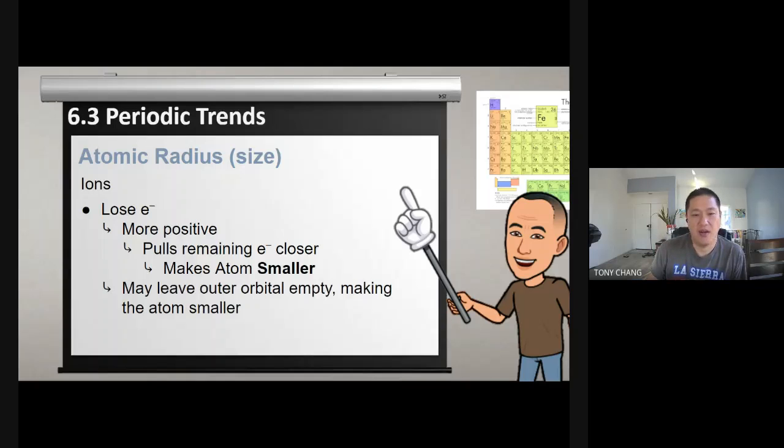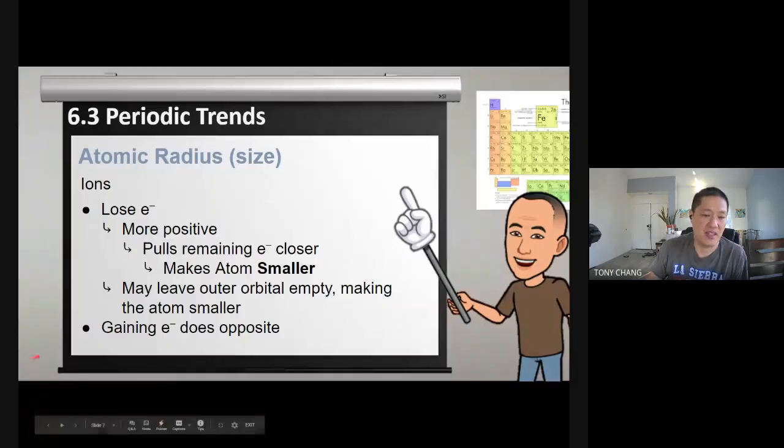Now, losing an electron may also get rid of one of the shells, in other words, one of the layers of clothing. Losing an electron may leave the outer shell empty, which means it loses the outer shell, and so it makes the atom much smaller. So here's a little visual, and basically gaining electrons does the opposite of all this. Gaining an electron makes it bigger.